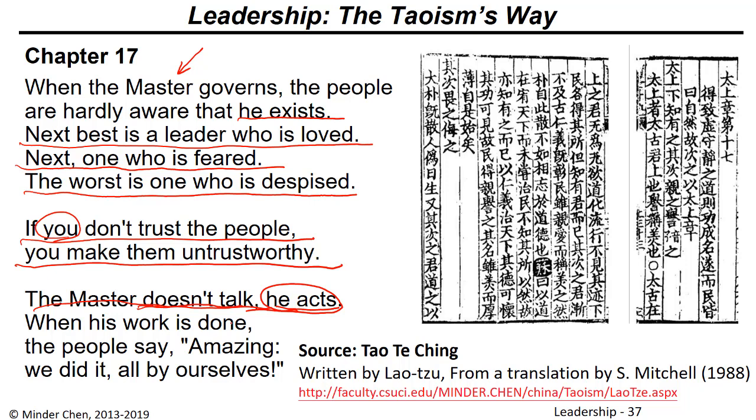When his work is done, his here means the employees, the subordinates, when the employees get the work done, the people will say, amazing, we did it all by ourselves. They would not credit the contribution to the leader because the leader has already empowered and inspired them, and let them do most of the work. So the leader's job was done a long time ago and probably has been forgotten. So this will be considered the greatest leader.